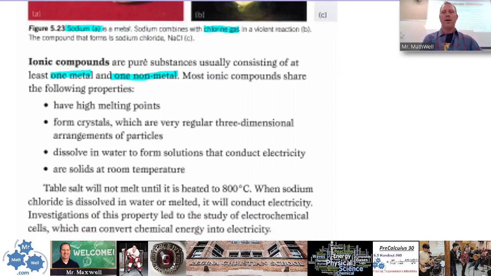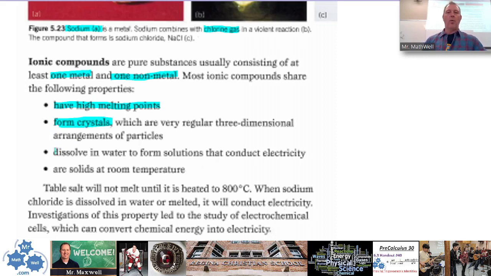So what about ionic compounds? What you could write down: they have high melting points. So high melting points for ionic compounds. They like to stay solid. So they have a high melting and boiling point. They don't like to be liquids. They like to be solids at room temperature. You have to get them pretty hot to melt them. They form crystals.